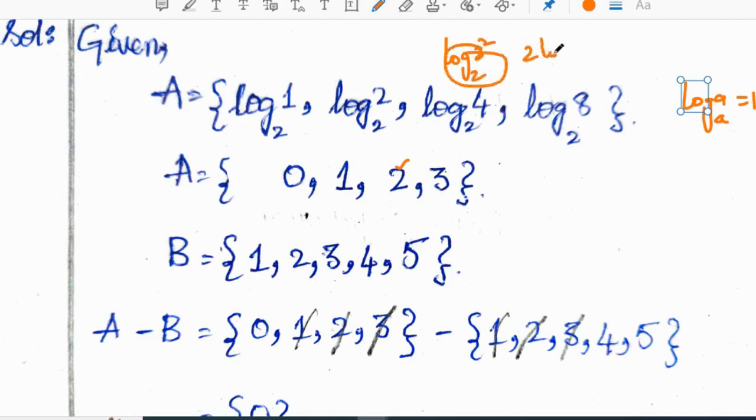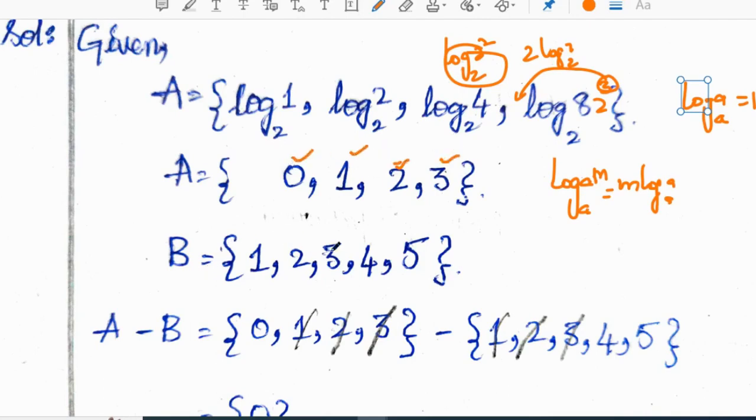So 2 into log 2 base 2 value is 2 only. So similarly, log 8 can be expressed as 2 power of 3. This 3 will be going to the front. The reason is the formula: log a power of m base a is equal to m log a base a. So applying these logarithm formulas, we get the A set as 0, 1, 2 and 3.